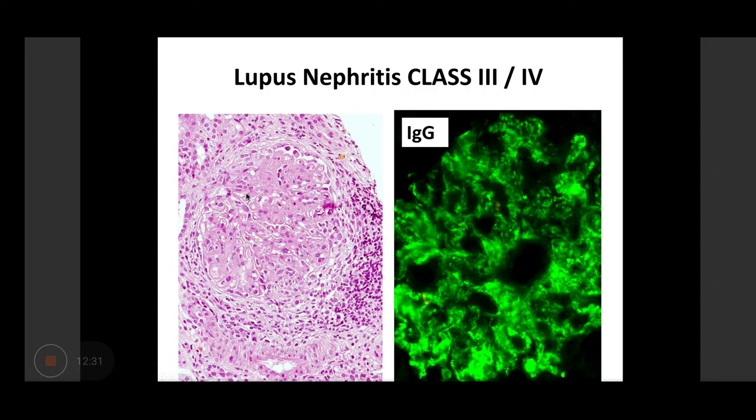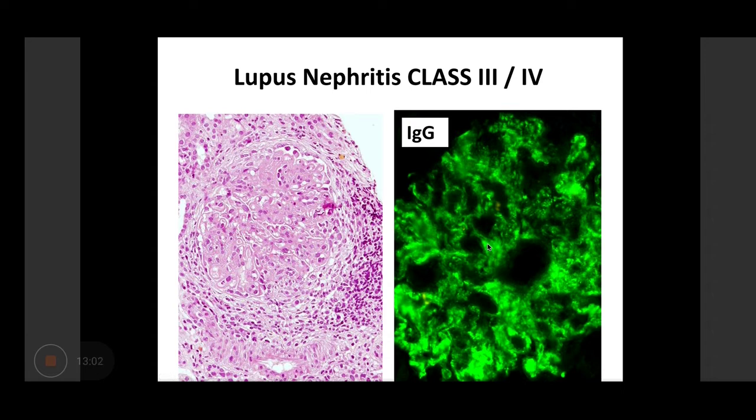Now, another example of immune complex mediated glomerulonephritis is lupus nephritis class 3 and 4. In lupus nephritis class 3 and 4, again, you will see formation of partial fibrocellular crescent, as in this case, and there is marked increase in mesangial matrix and cellularity. On immunofluorescence, the findings of lupus nephritis are very classical. This shows a full house pattern.